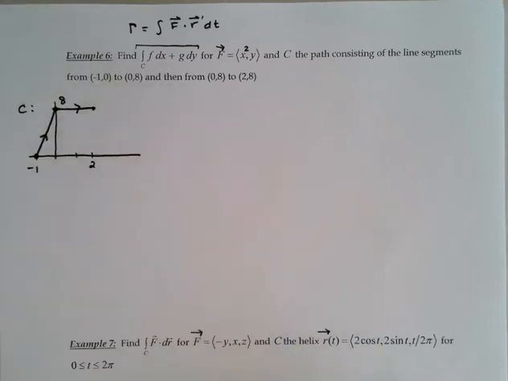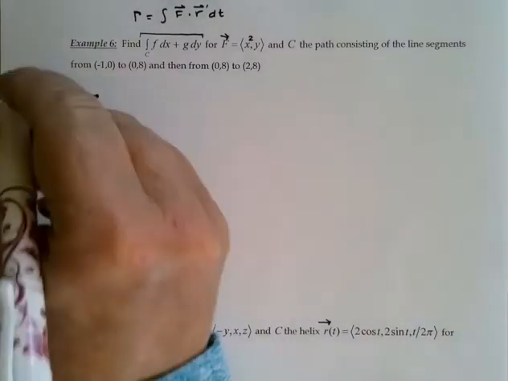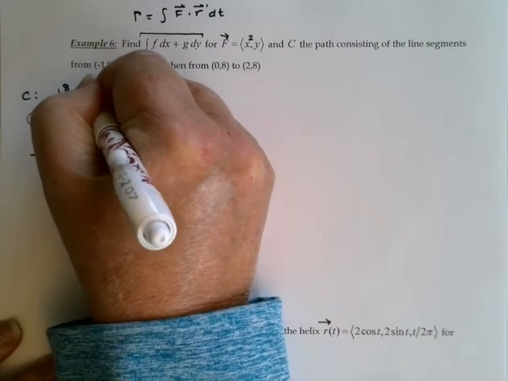So this is one of those where you can't describe the path C as just one single equation. We're going to need multiple equations. So I'm going to have to do this in two parts. I'm going to call that path A, and I'll call that path B.